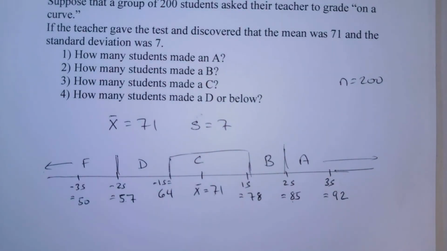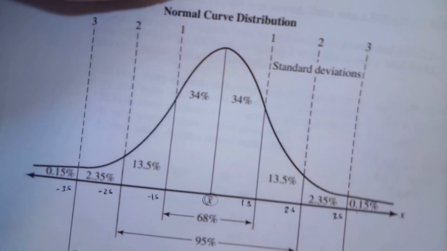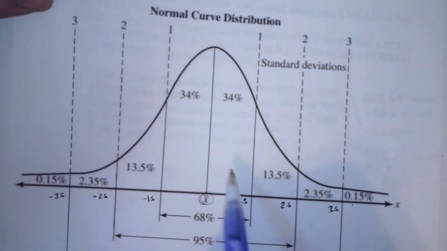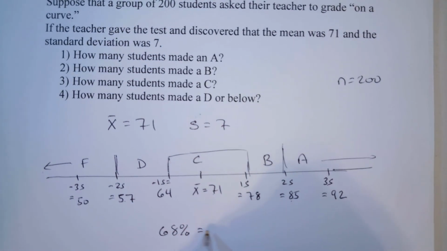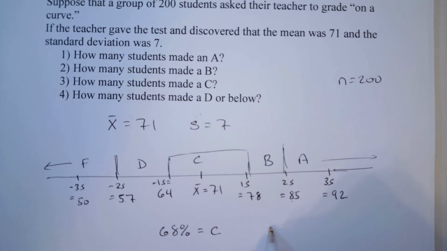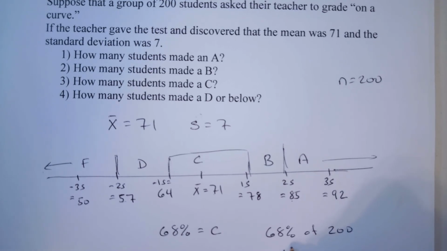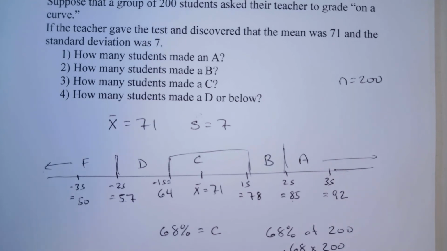So looking at our bell curve, 68% of your group of students, 68% will get a C. 68% of the 200, so it's 0.68 times 200. So 136 students will get a C.